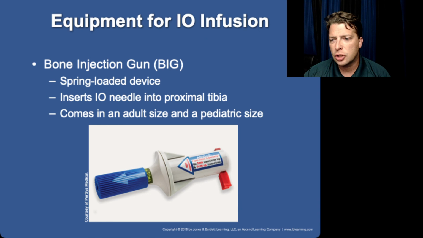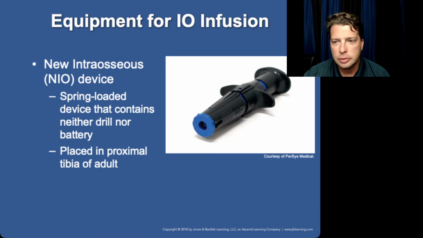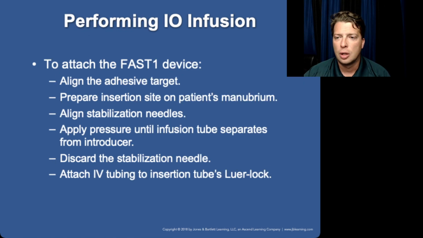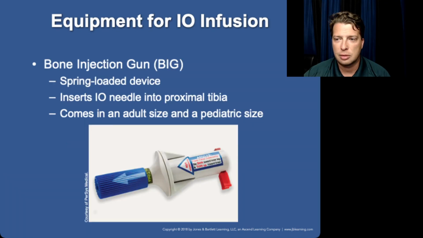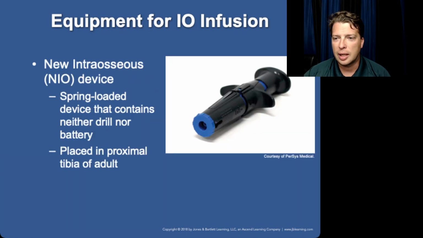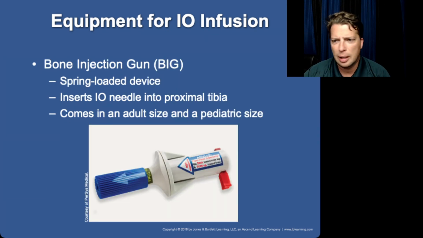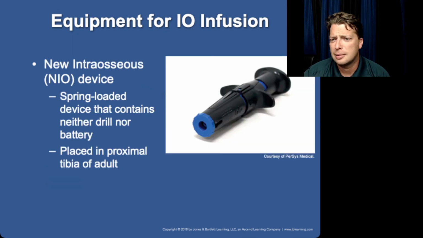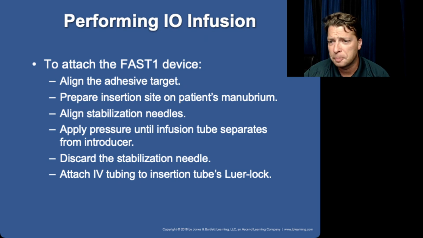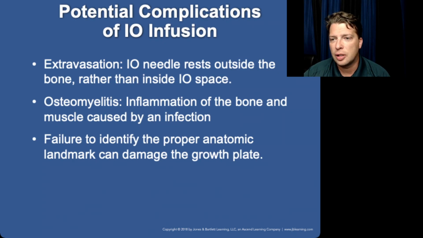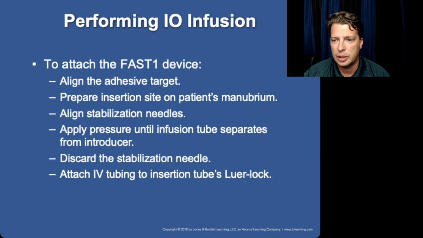That's the bone injection gun. Again, it's another spring-loaded device. Looks horrible, in my opinion. They are so creative with the names, right? We got the new intraosseous device, the Neo. Like really, guys? Put some effort into this. All right. Not going to talk about how to do the FAST. It's just not something we need to worry about.